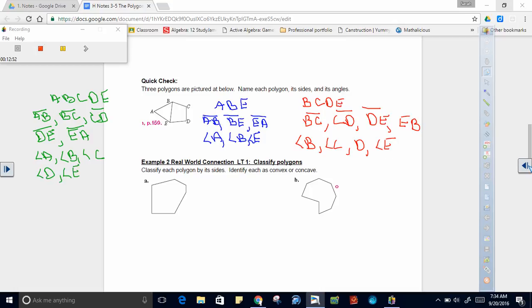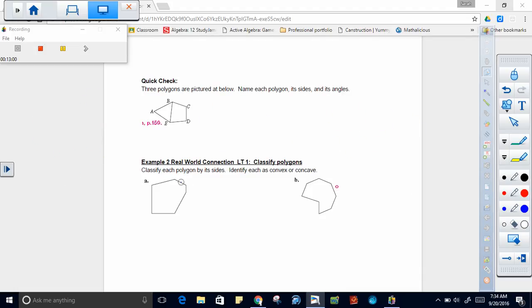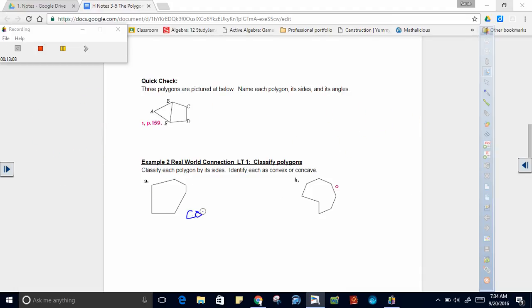Okay? The next example is still talking about classifying polygons, but now you're talking about convex or concave. So here, this would be a convex polygon, because there's no place to go in, right? If I were to do my diagonals, none of them would land on the outside of this polygon. Remember, a diagonal cannot be an already created side. That one's not connected. That one's not connected. And then by number of sides, 1, 2, 3, 4, 5, 6. So a convex hexagon.